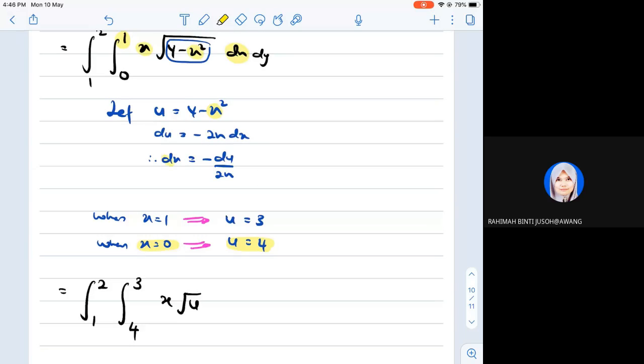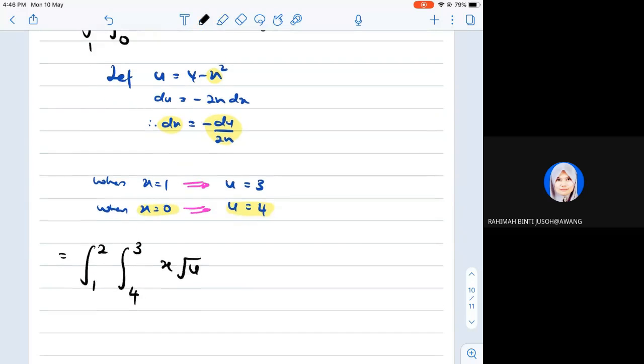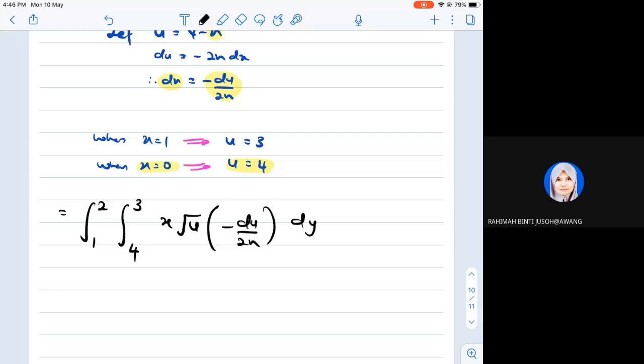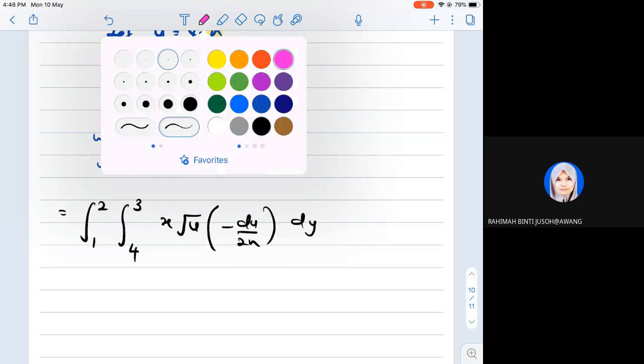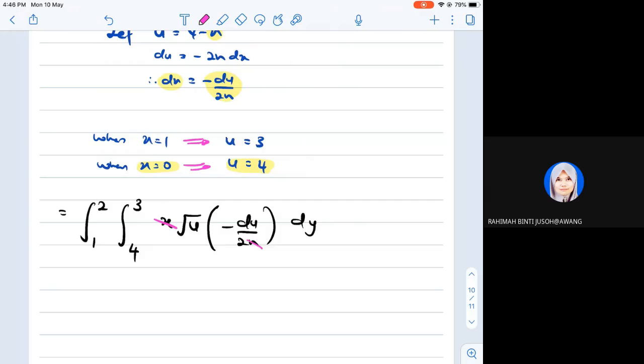ni guys, dia akan jadi negative du over 2x. Okay. So dia jadi negative du over 2x macam tu. And then dy kat luar. Copy je balik lah. So now we can cancel this. X dengan X ni boleh cancel. So negative 1/2 you bawa keluar.